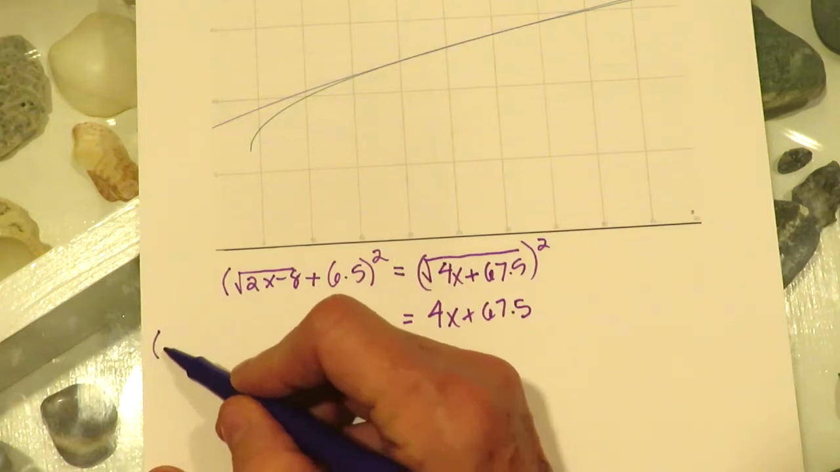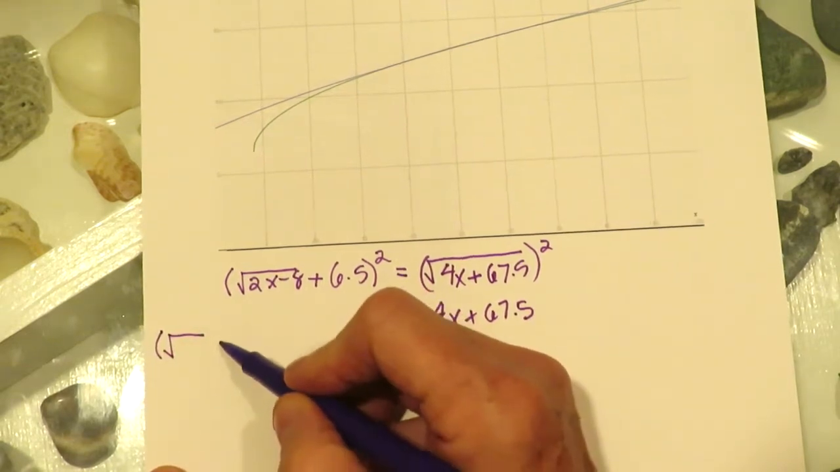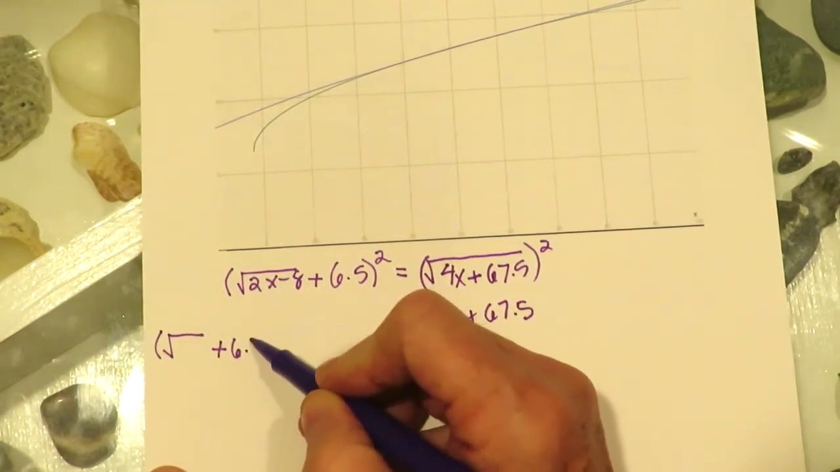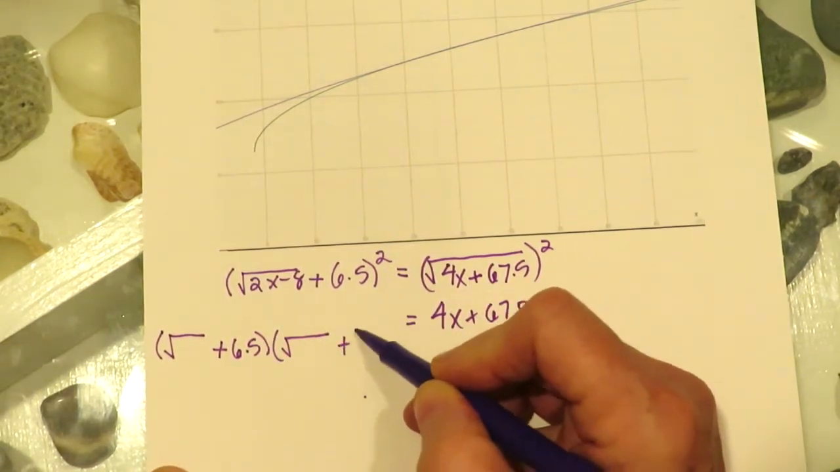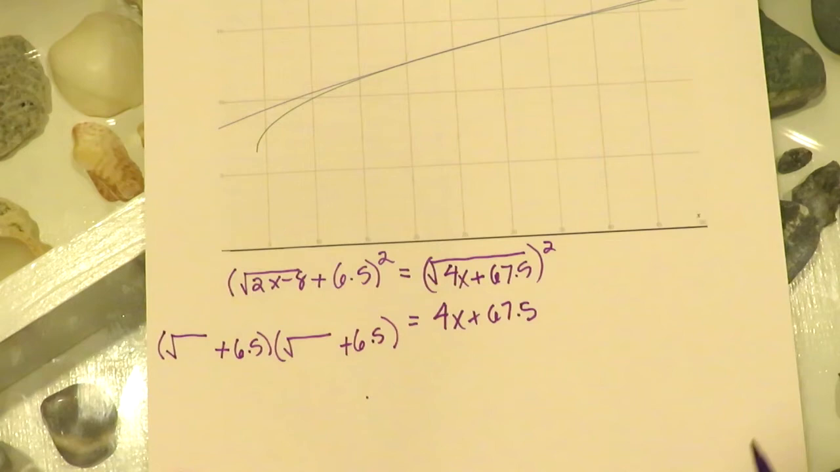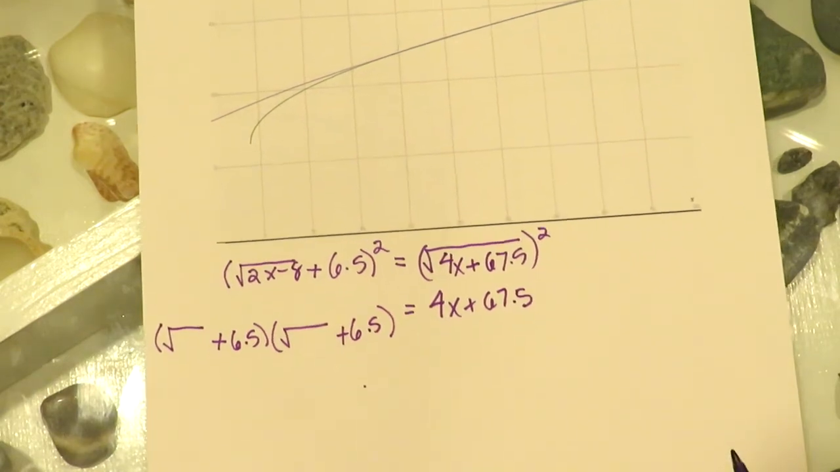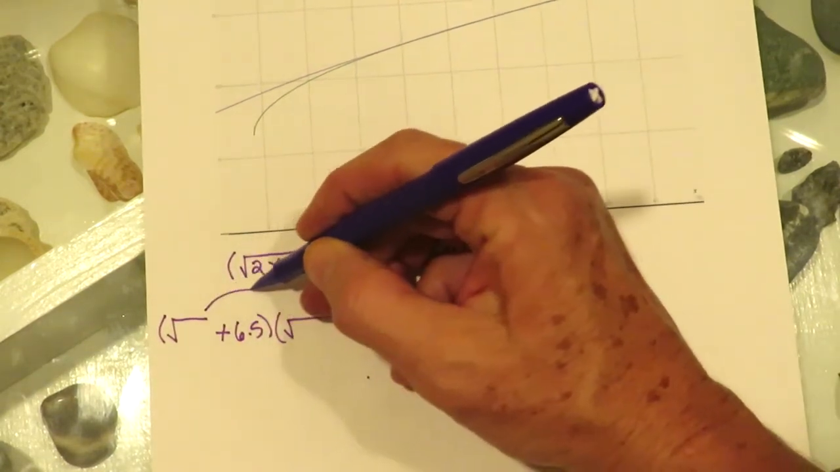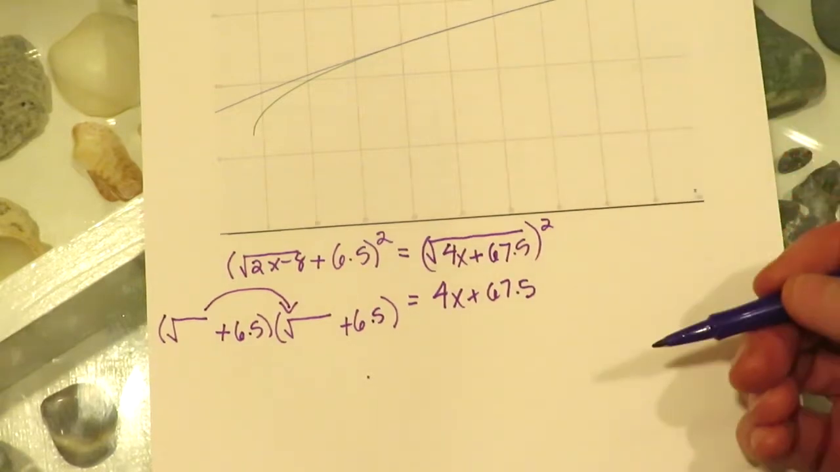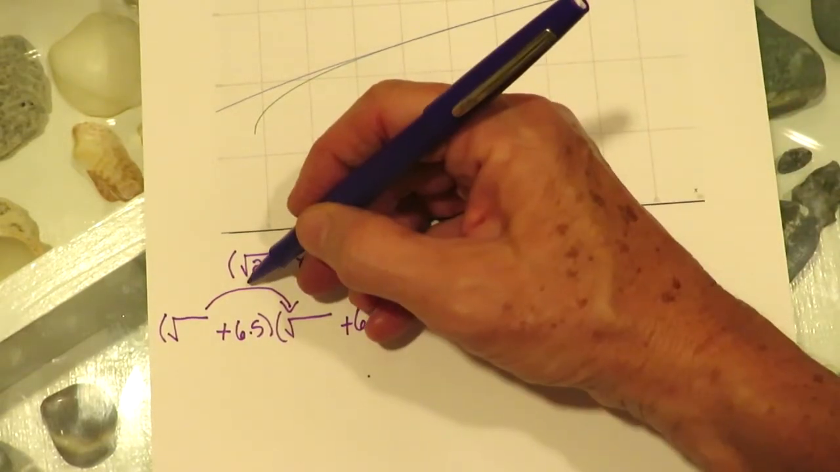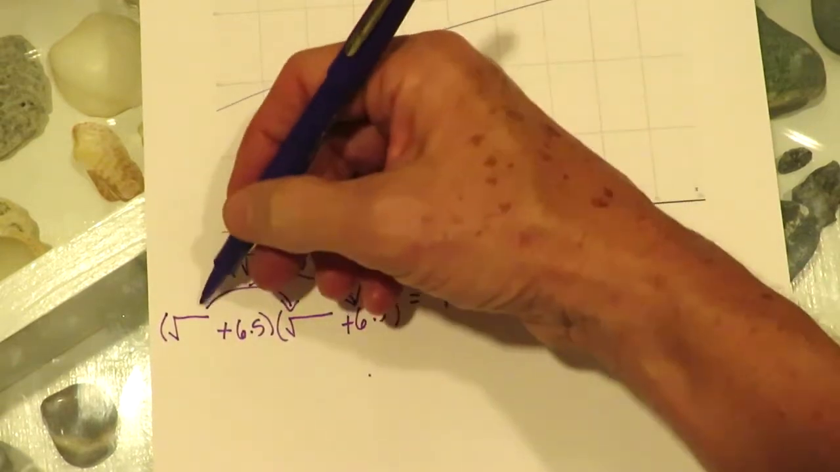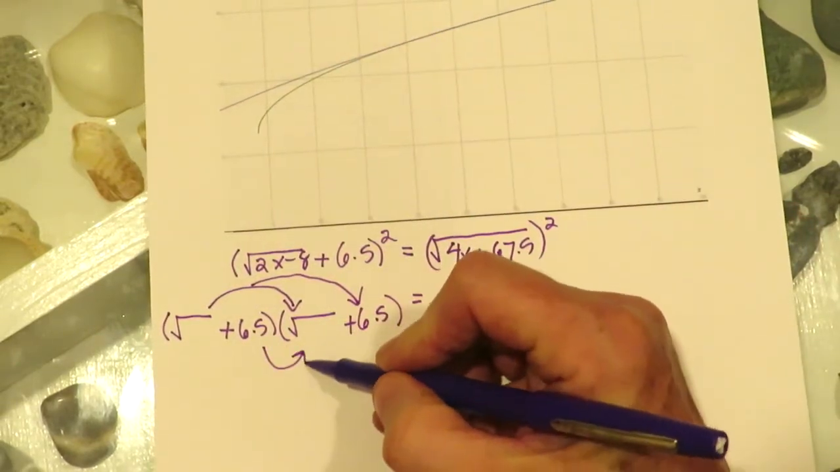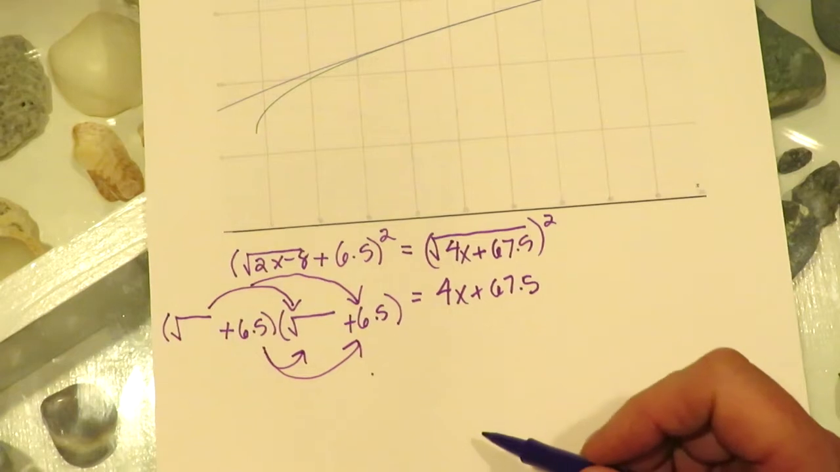What we're doing is, again, we're taking the square root that's added to 6.5, and then we're multiplying that by itself because we're squaring. So there's going to be a second square root plus 6.5. So I have a binomial here. It's just kind of an unfamiliar binomial. So you're going to FOIL. I'm going to multiply the first, and then the outer, and then the inner, and then the last.